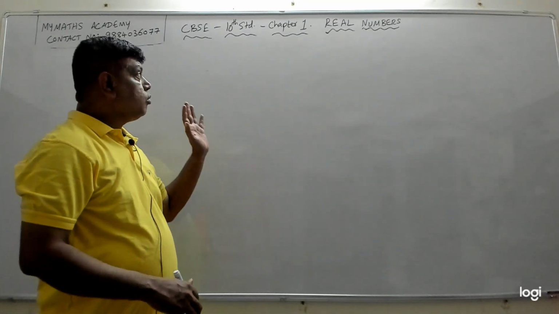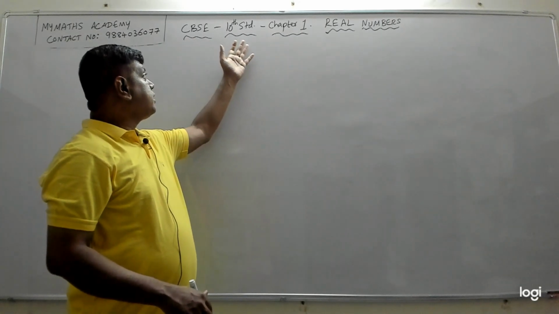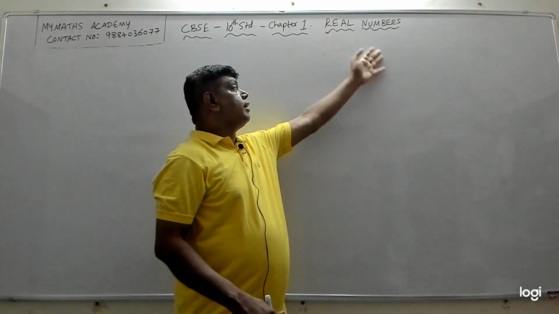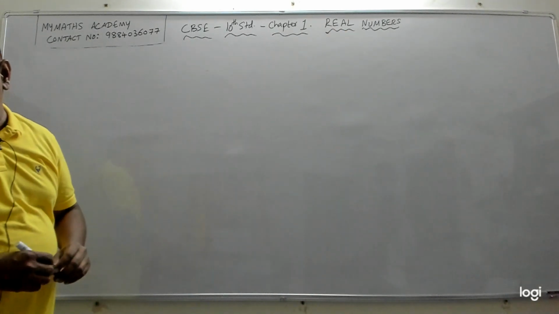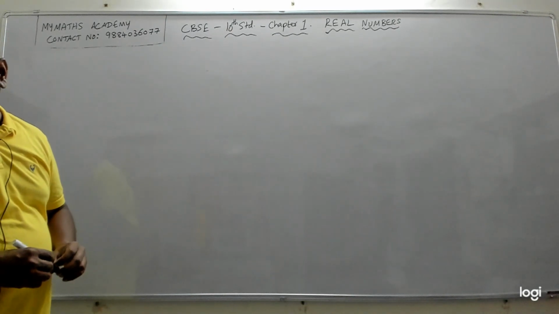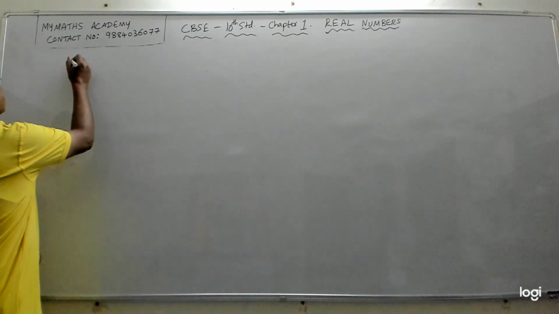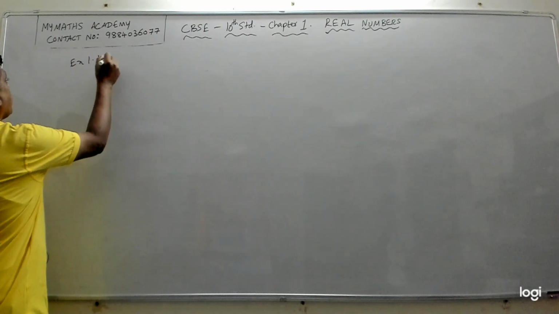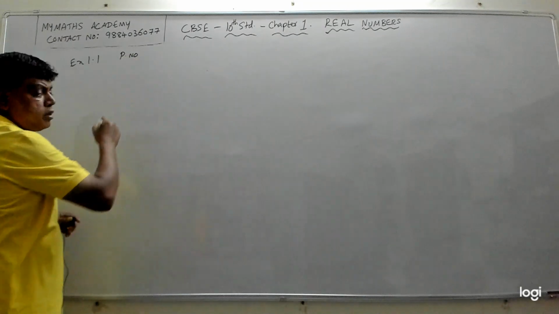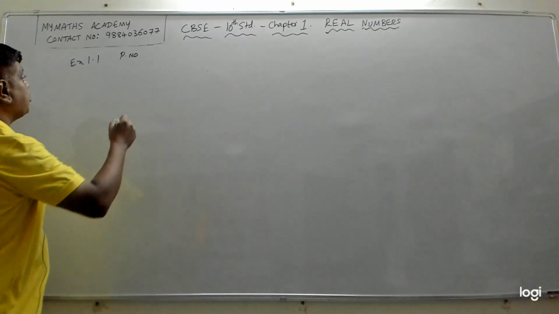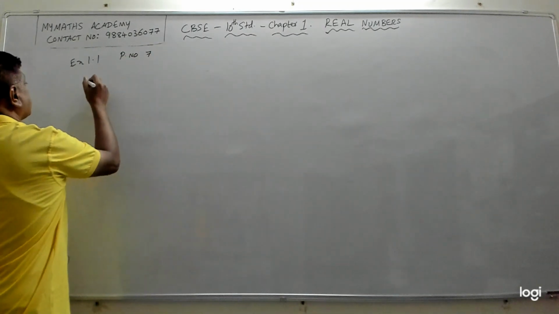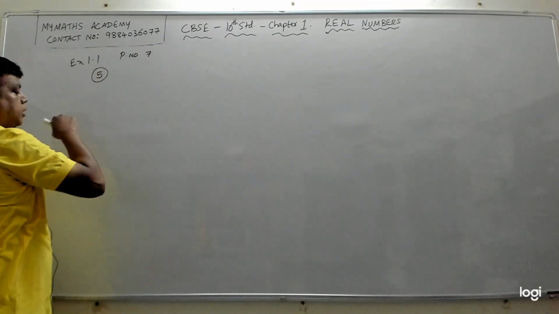In this video, we'll continue with 10th standard CBSE Chapter 1 Real Numbers. We will continue with exercise 1.1, page number 7, problem number 5. So exercise 1.1, page number 7 in your textbook. Page number 7, exercise 1.1, fifth problem.